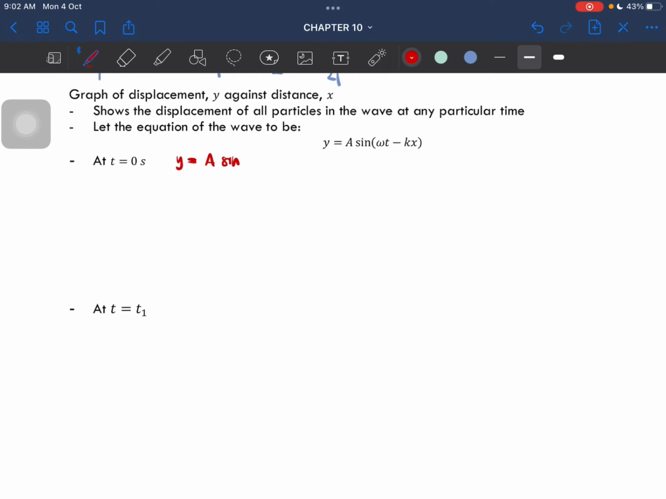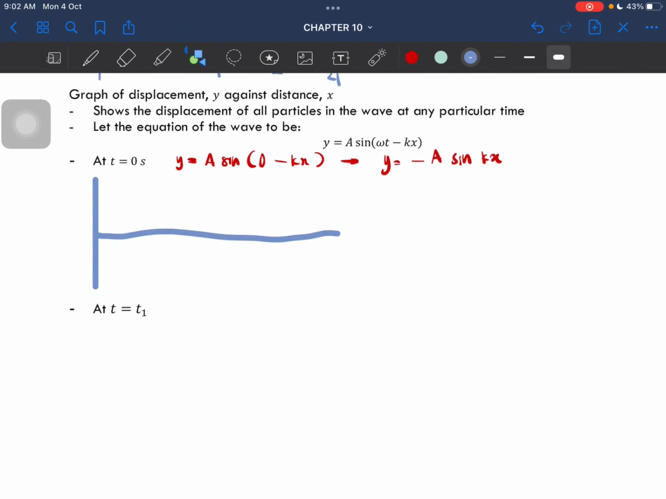So sine omega t becomes 0. So minus kx, which gives us y equal to negative a sine kx. Okay, so remember the sine is telling us the shape of the graph. So this is basically a sine graph. So sine graph, y, this is x.